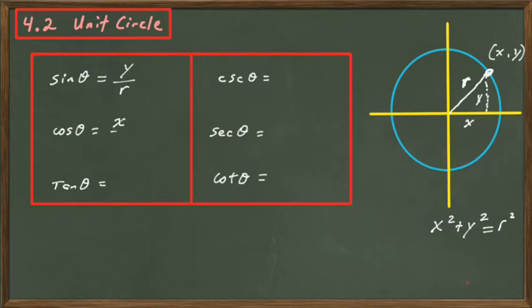Cosine is x over r. But again, if r is 1, x over 1 is x, just like it says on the screen up there. Tangent would be y over x. Because it would be opposite, oh, here's the angle, it would be opposite over adjacent, y over x. Now, cosecant is simply the reciprocal, r over y. Secant is the reciprocal of cosine, that would be r over x. Cotangent is the reciprocal of tangent, and that would be x over y.